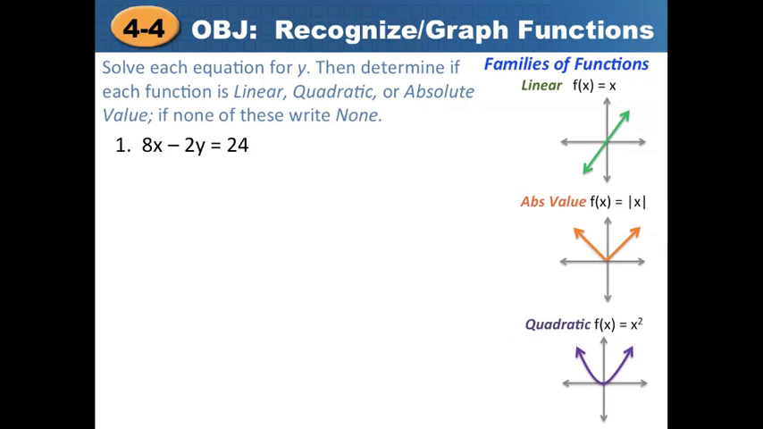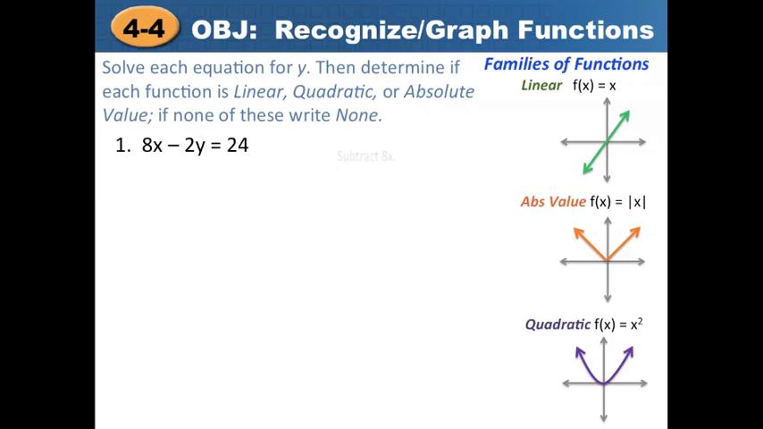We will now look at example number 1. You'll need to copy this to your notebook paper. You have 8x minus 2y equals 24. We're going to solve each equation for y and then determine if each function is linear, quadratic, or absolute value. If none, we will write none.